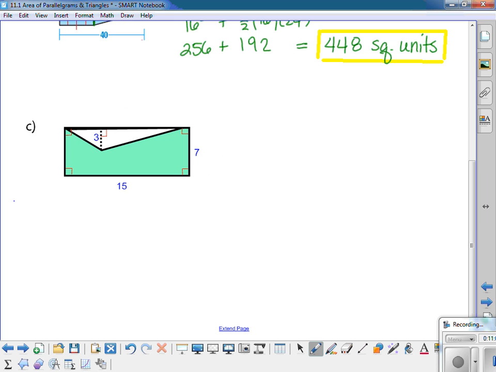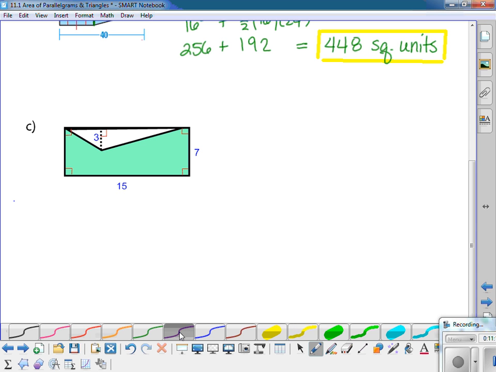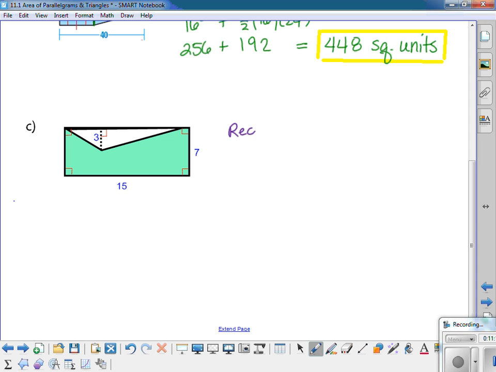All right, one last example here. On this one, we're just going to find the shaded area. So in this case, what we have basically is we've got a rectangle, but then we are subtracting a triangle from it. So if we look at the area of the rectangle, it's just going to be base times height. So that would be 15 times 7.